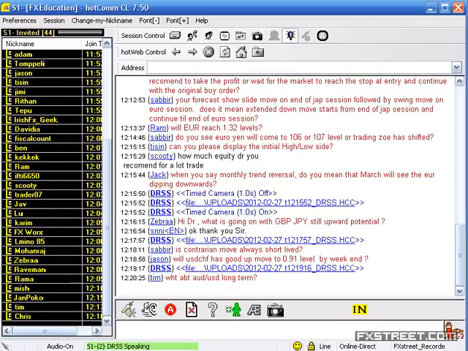If the original buy is making 100 pips loss and the hedging position is making 70 pips profit, okay, it's a scenario. So you are taking a buy and afterwards you are taking a buy and kept a hedging order. The hedging order is filled. The market has come down about 100 pips from that other buy. So the hedging will be making 70 pips profit. Would you recommend to take profit or wait for the market to reach the stop at entry and continue the original? There are two scenarios.